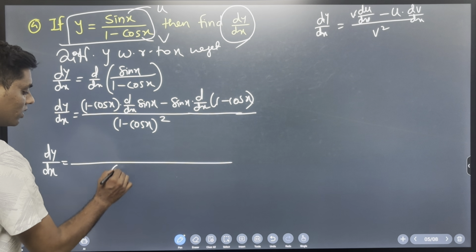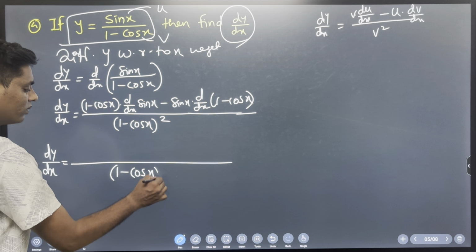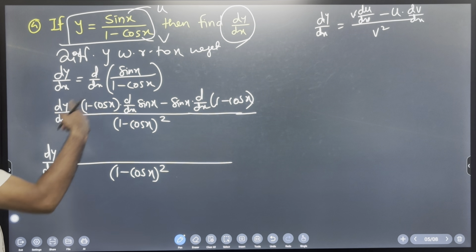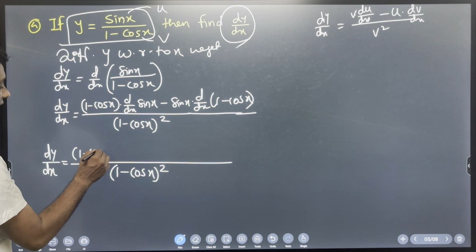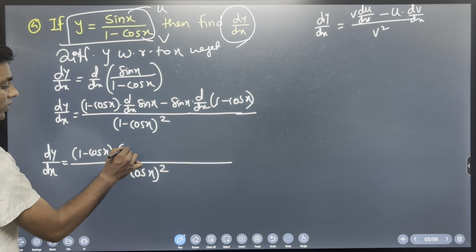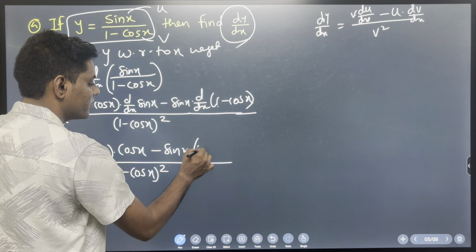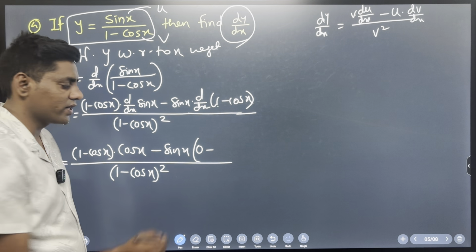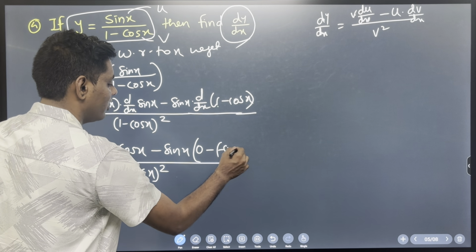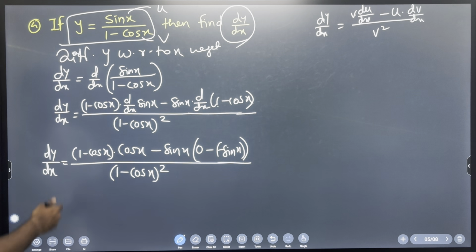So denominator 1 minus cos x bracket square as it is, and next 1 minus cos of x again as it is, and then the sine derivative, that is cos of x, minus sin x as it is, and the derivative of 1, that is 0, minus what is the derivative of cos x? That is minus sin of x. So now here complete. So make sure that.